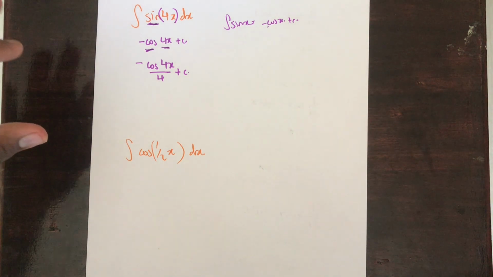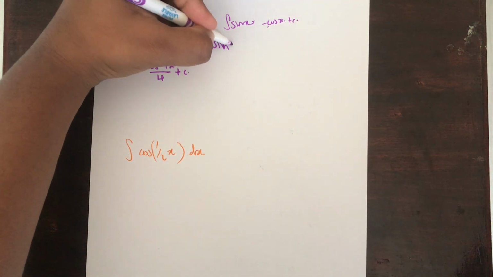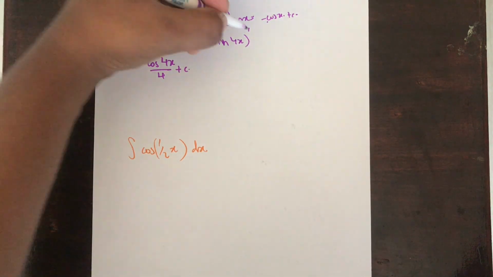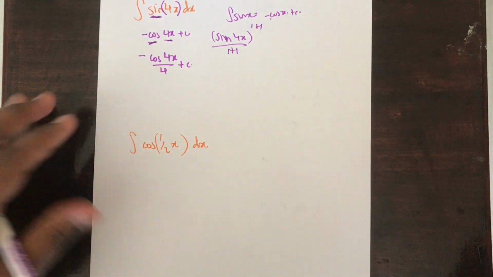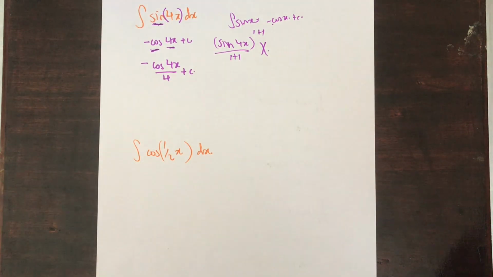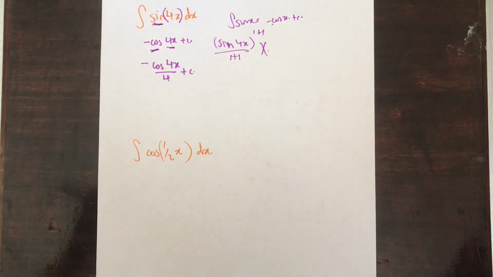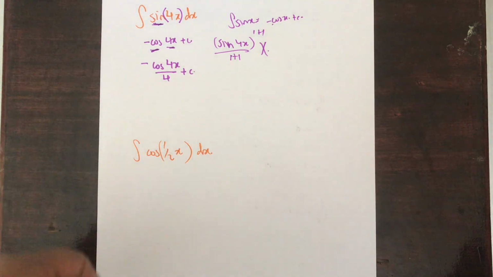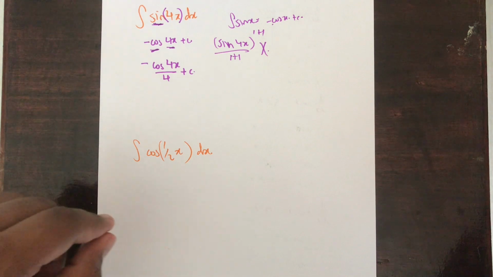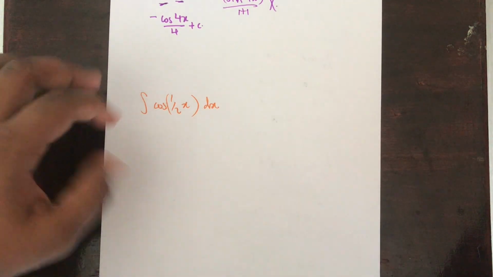There's no power here, so this is not sine 4x power 2. You cannot do plus 1 and divide by 1 plus 1. That does not apply here. Never do that. So the integral of sine 4x will be minus cos 4x divided by 4 plus c. Always remember these are specific rules you need to follow, and don't confuse yourself with linear functions. Linear functions are treated differently from trigonometric functions.